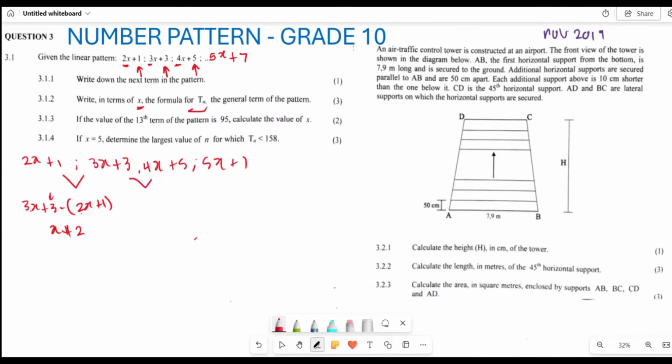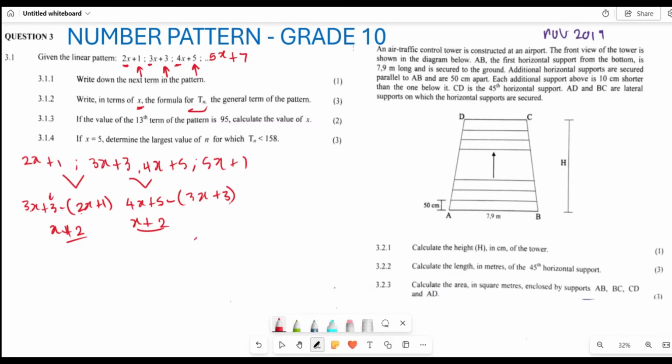Now we can try and verify using the next one. So we can say 4x plus 5 subtract 3x plus 3 altogether. Then 4x subtract 3x is going to give you x, right? And now 5 subtract 3 is going to be plus 2. Can you see that the common difference here is x plus 2? It is x plus 2.